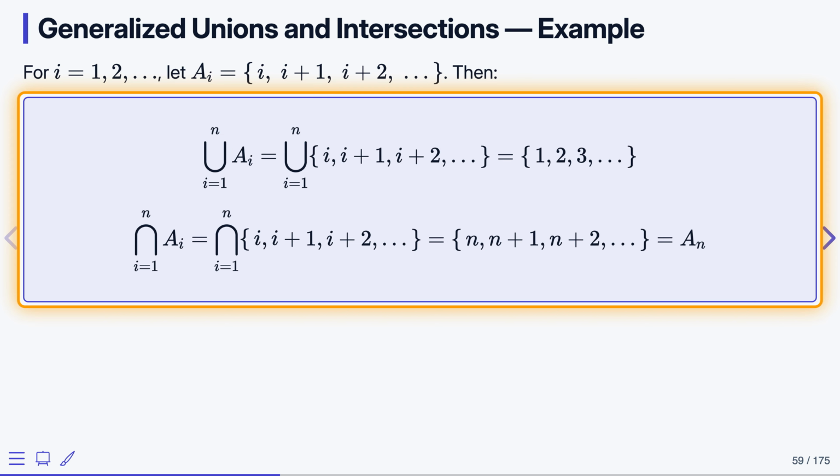Now take the big intersection from i equals 1 to n. The intersection keeps only what is in every set. A number survives only if it is in all of them, including the one that starts highest, which is A sub n. So the intersection is n, n plus 1, n plus 2, and up, which is exactly A sub n.